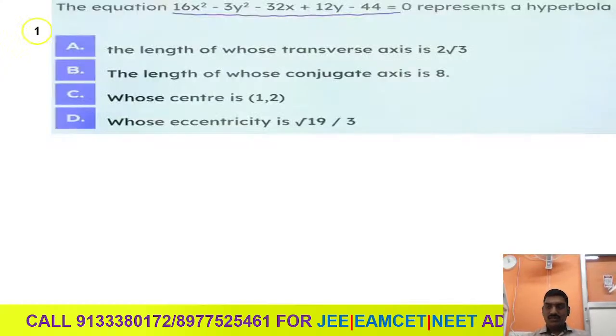Okay, let us see the questions. First question: the equation 16x square minus 3y square minus 32x plus 12y minus 44 equal to 0 represents the hyperbola.